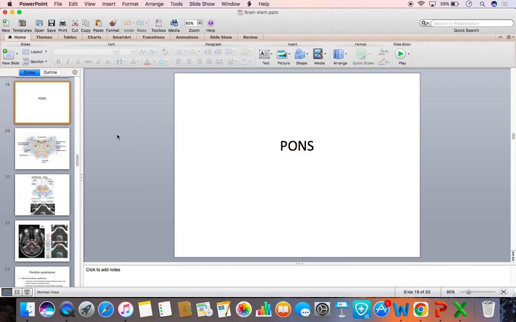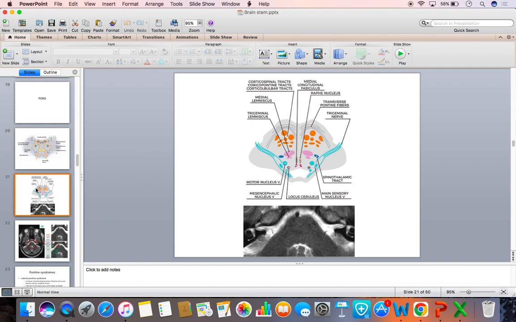Today I briefly touch on the pons. The pons, as you know, is a component of the brain stem. And if you know the structure of the pons, it's very easy to understand the clinical manifestations of various pontine syndromes. The pons has the nuclei of four cranial nerves, that is, the fifth, sixth, seventh, and eighth cranial nerves.